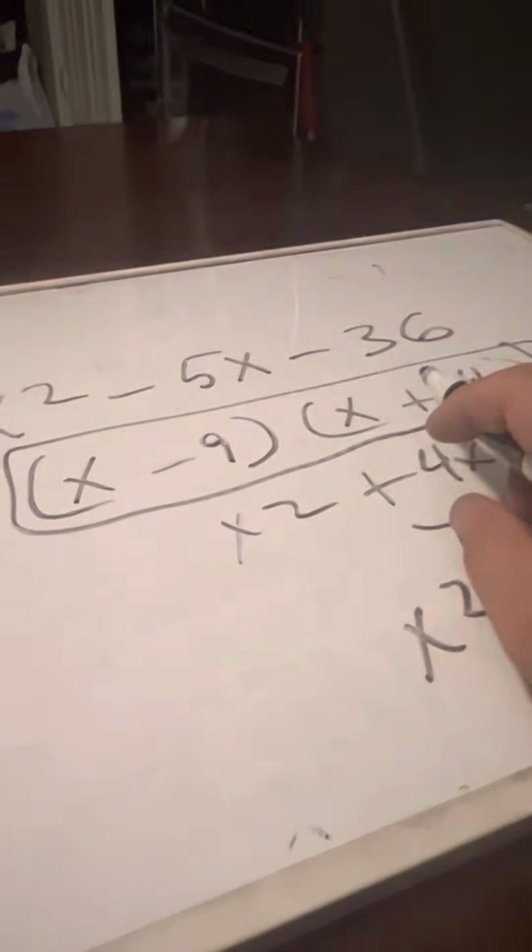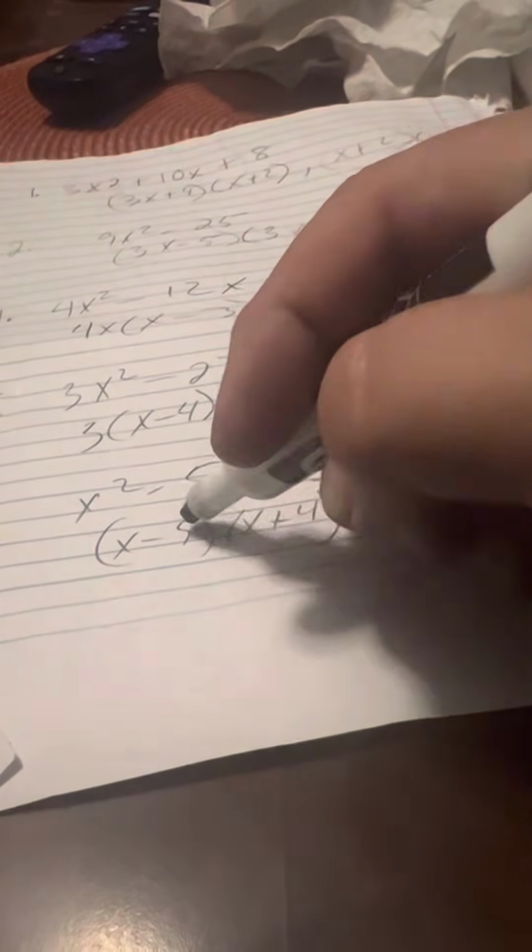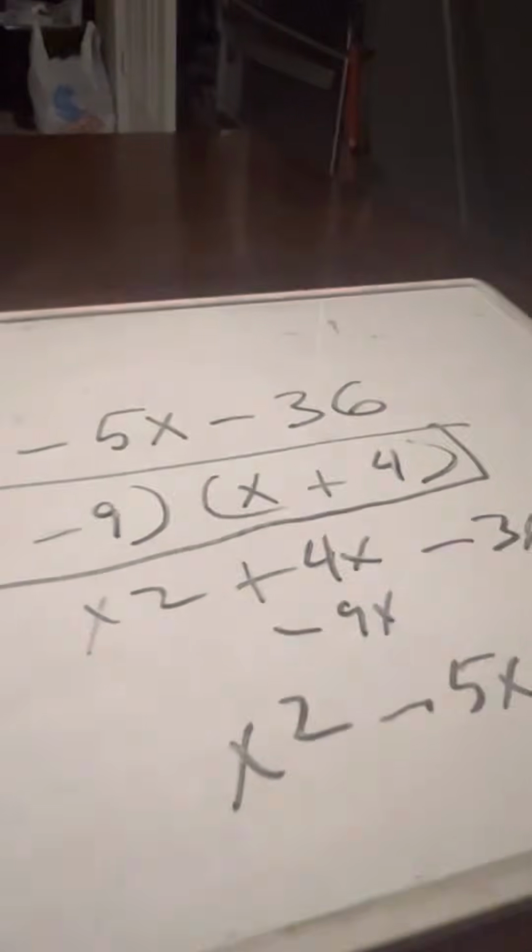Okay? And so let's look at the answer. X minus 9 and x plus 4. Okay? That's how you do that.